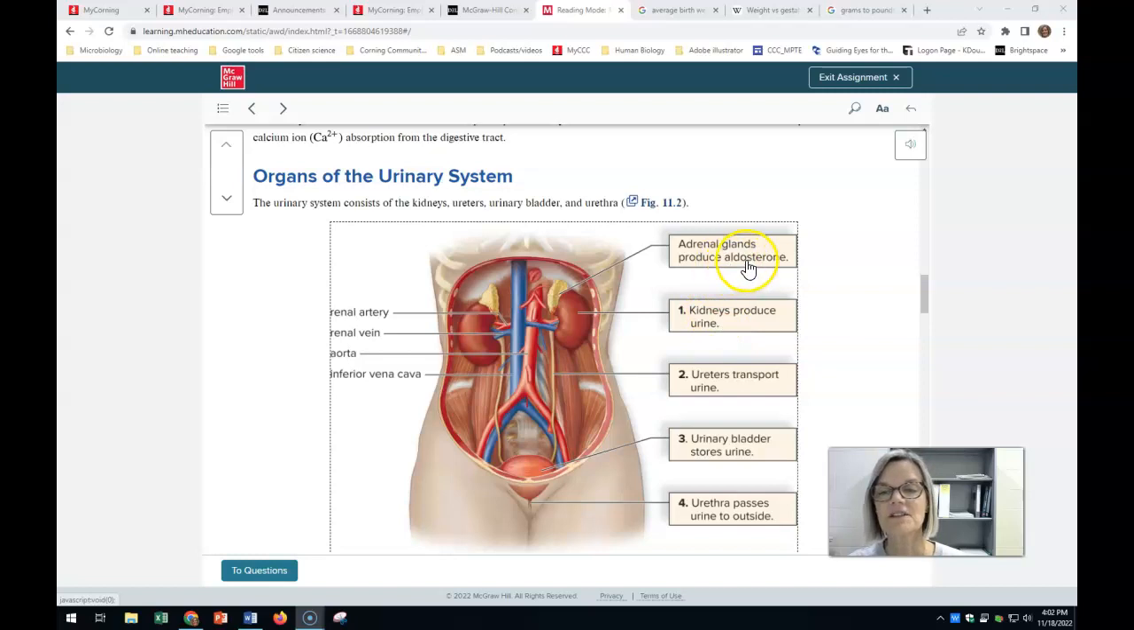So the other thing you notice here, up here on the kidney, is a gland called the adrenal glands. A lot of people have heard of the adrenal glands because we know about adrenaline. And we'll talk a little bit about that when we get to the little bit we'll do on the endocrine system. Once the kidneys make the urine, that urine is transported to the ureters, and the ureters have peristaltic contractions.